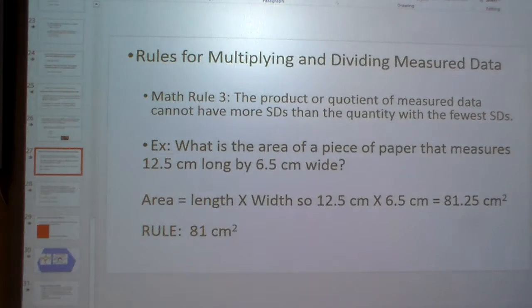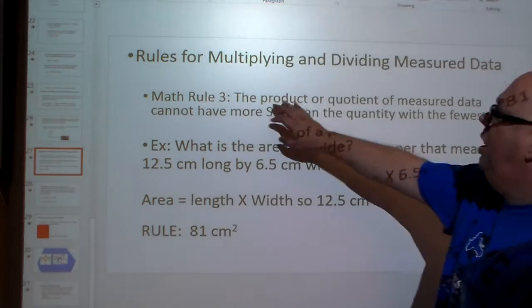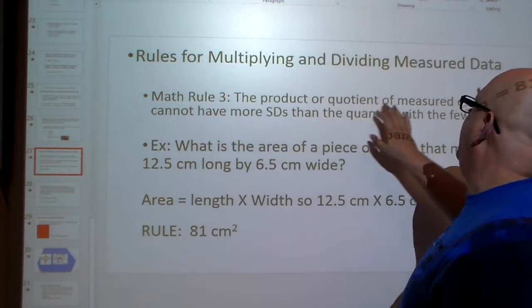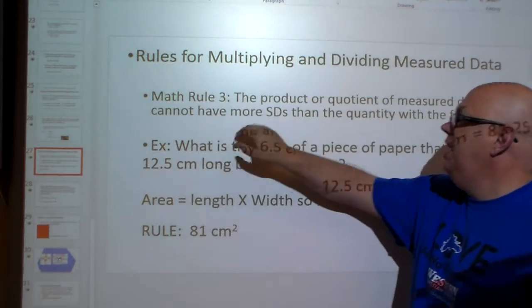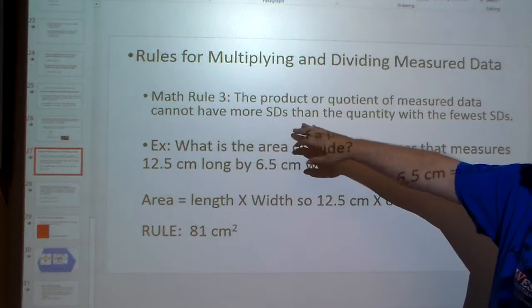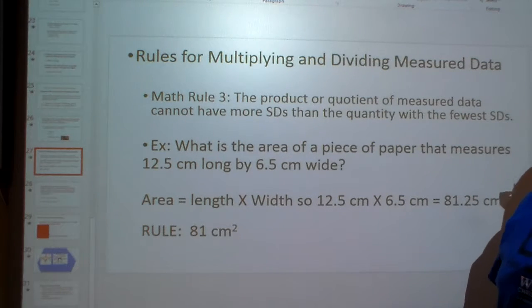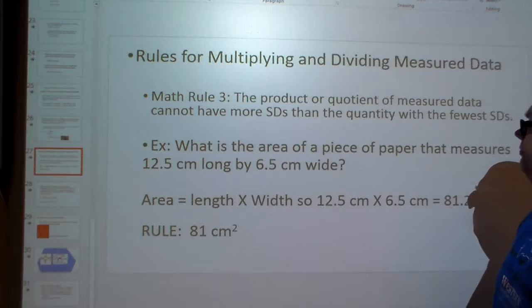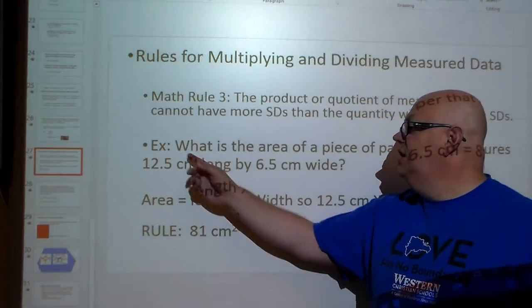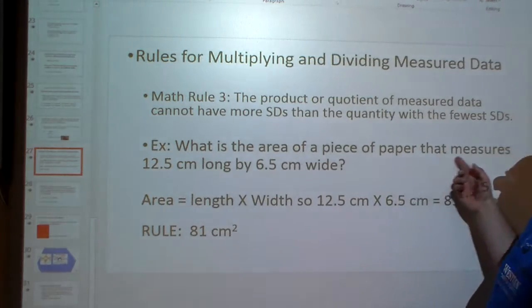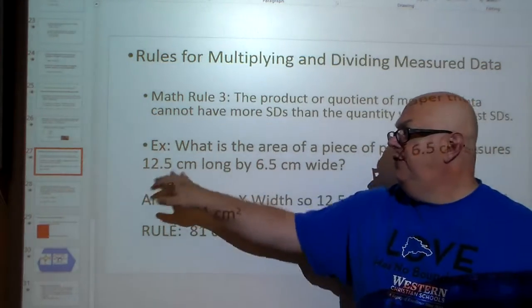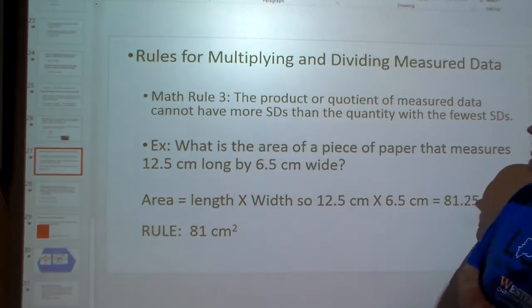Multiplying and dividing measured data. So the product or quotient of measured data cannot have more significant figures or digits than the quantity with the fewest significant digits. What are they talking about? Well, if we look at this here, what is the area of a piece of paper that measures 12.5 centimeters long by 6.5 centimeters wide?